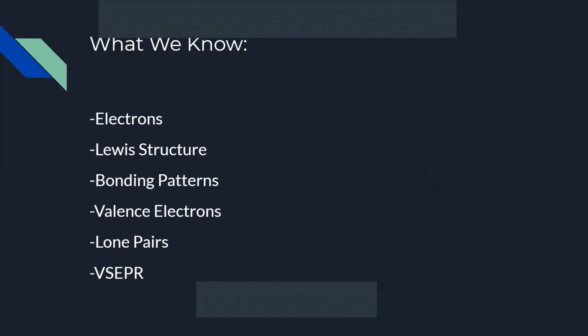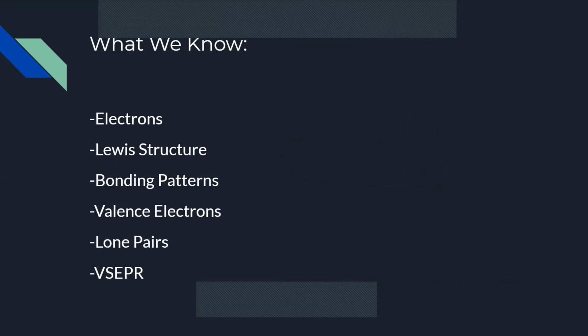So we'll start with what we know so far. We've learned a lot about electrons, how they exist in atoms, usually in the same amount as protons, and that they drive the bonding. We know about Lewis structures, we've started drawing those. We know about the bonding patterns, we've learned about things like carbon and nitrogen and how many bonds they make. We know about valence electrons and how that drives the bonding. And then we know that lone pairs come into play when we need to fill shells.